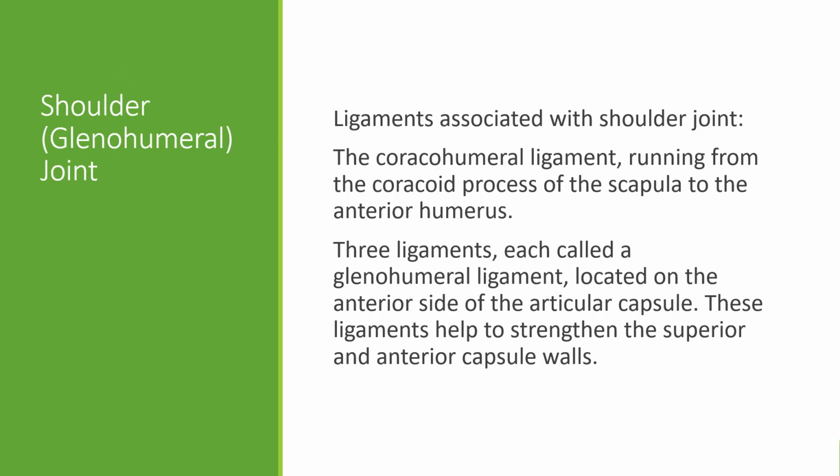Some of the ligaments that are associated with the shoulder joint, there are a bunch, but there are several that I want you to at least be aware of. The coracohumeral ligament goes between the coracoid process of the scapula to the anterior humerus. So it's going to span across those two bones. There's three ligaments that are going to be called the glenohumeral that are literally going to go from the glenoid cavity to the humerus, and they help to strengthen the superior and anterior capsule walls.